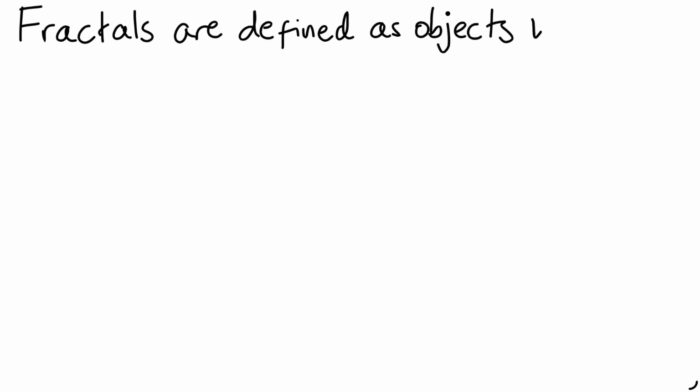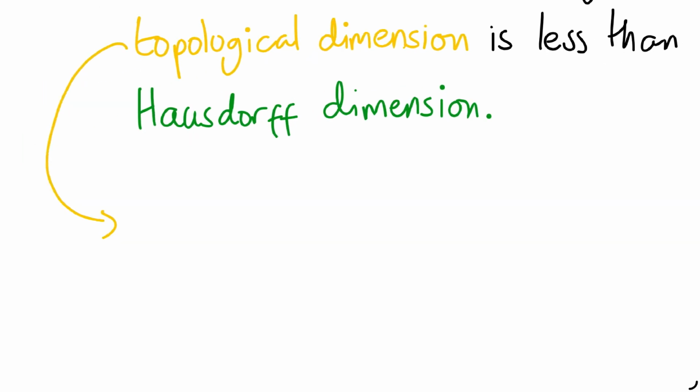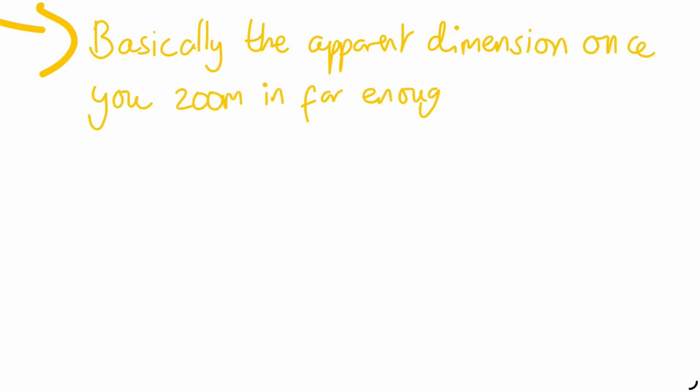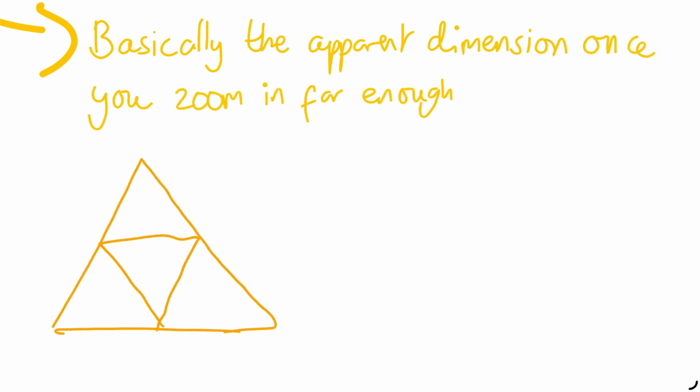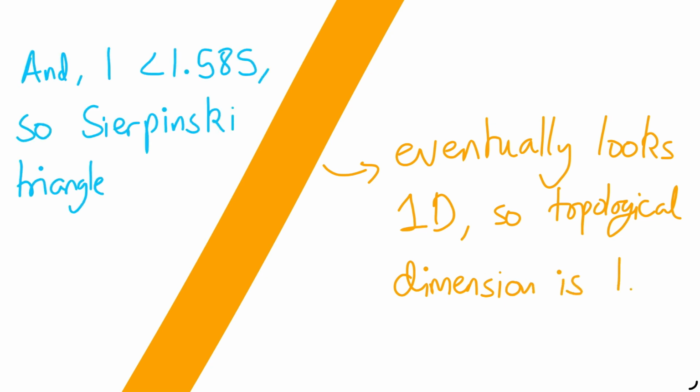Finally, it turns out that the Hausdorff measure is essential to understanding fractals, because the technical definition of one is a shape whose Hausdorff dimension is greater than its topological dimension. I can't be bothered to define topological dimension, but it's basically the dimension the shape seems to have once you zoom in far enough. So for example, if you zoom in really far into a Sierpinski triangle, it just looks like a line. So the Sierpinski triangle has a topological dimension of 1, and since 1.585 is greater than 1, that means it counts as a fractal.